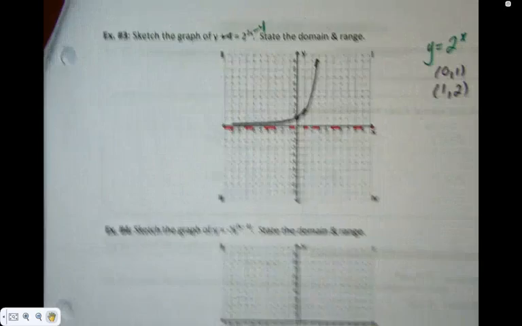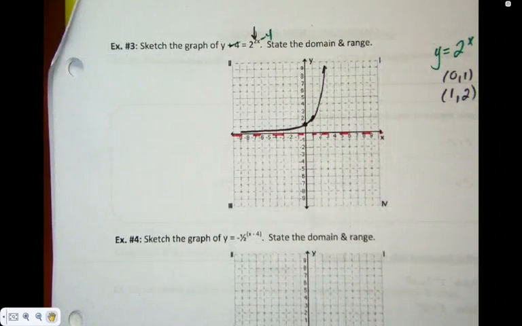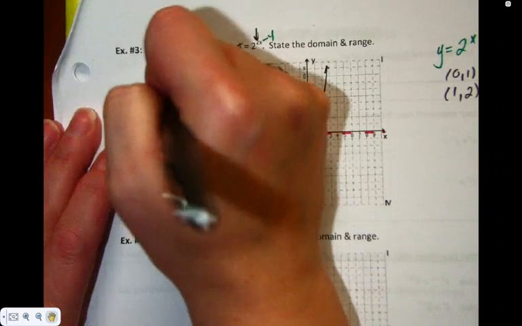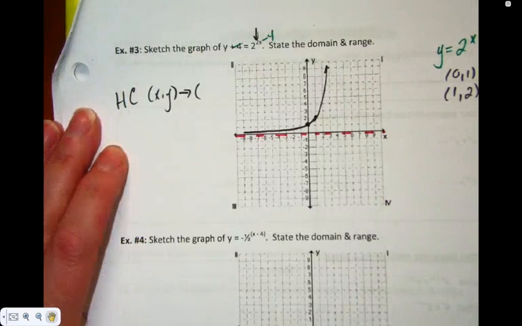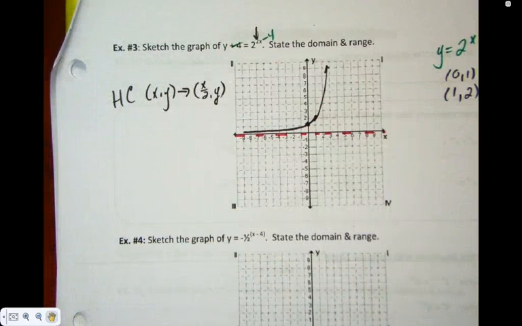Now let's talk about our transformations. This little 2 way up here in the exponent. What is he? I heard a really quiet x over 2. What's the minus 4?